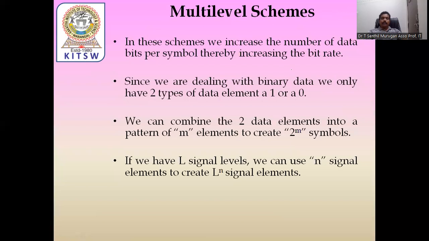Now we are going to discuss multi-level schemes. What are multi-level schemes? In these schemes, we increase the number of data bits per symbol, thereby increasing the bit rate. What is our goal? We have to increase the bit rate with fewer signals. Since we are dealing with binary data, we only have two types of data elements, ones or zeros. We can combine the data elements into a pattern of m elements to create 2 power m symbols. If we have L signal levels, we can use n signal elements to create L power n data elements.